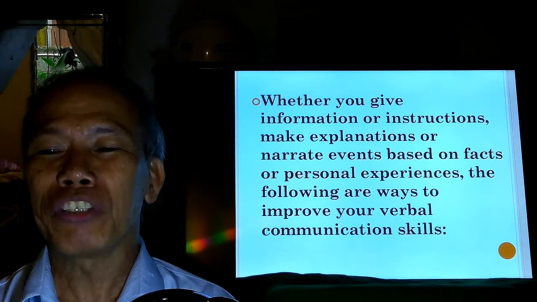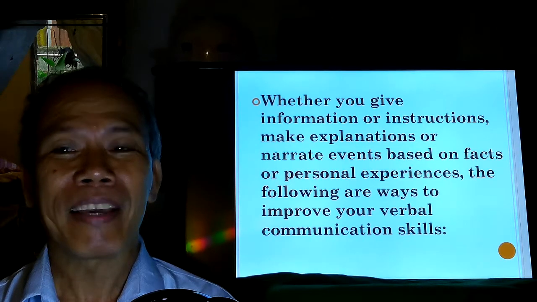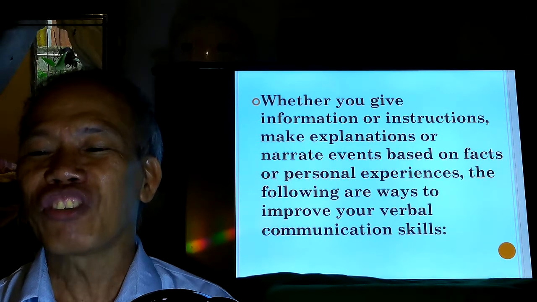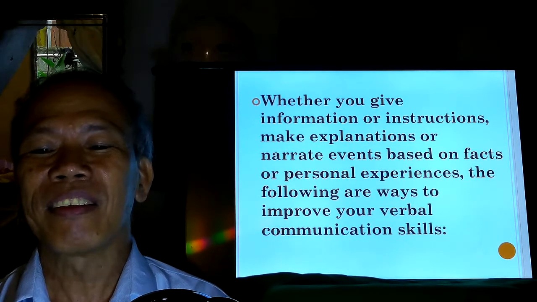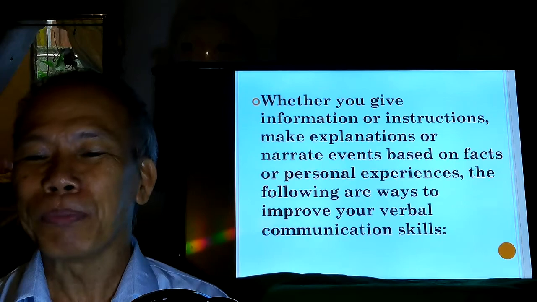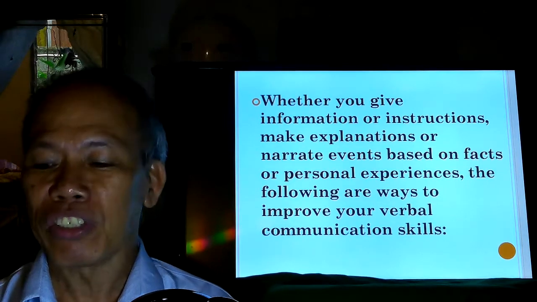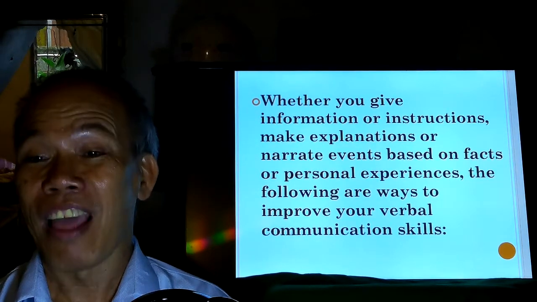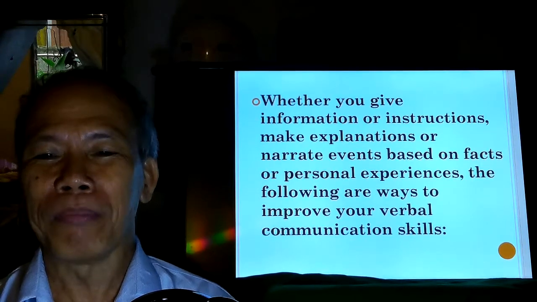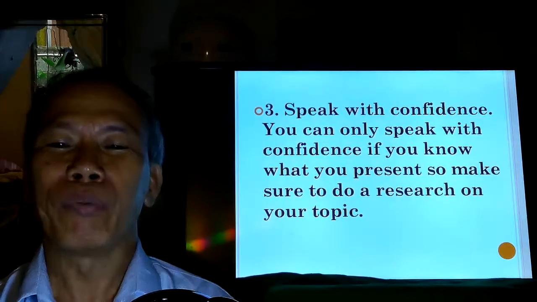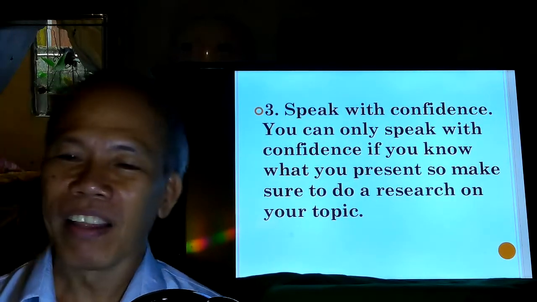Whether you give information or instructions, make explanations, or narrate events based on facts or personal experiences, the following are ways to improve your verbal communication skills. How you speak before a crowd, or many people, or with an audience.